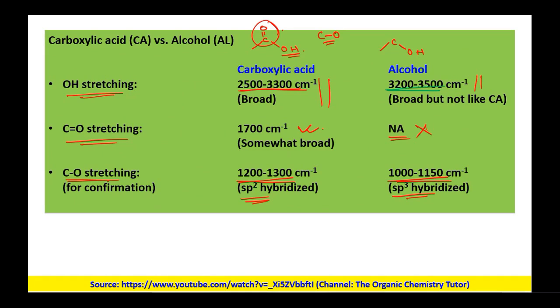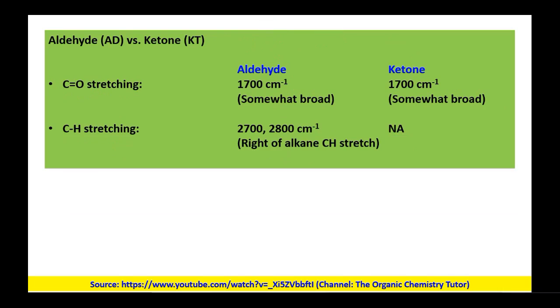Okay. So why is this so? If you see this bond, it will be a stronger bond as compared to this CO bond of the alcohol. That's why this CO stretching in carboxylic acid is at a higher wave number.